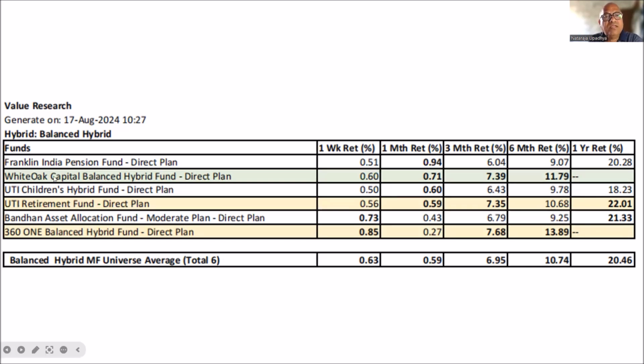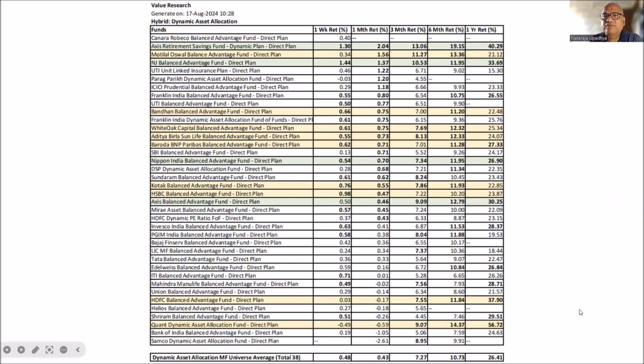So the only one with green status is White Oak Capital Balanced Hybrid Fund, which is a reasonably new fund because 1 year data is not available. And the other two are in orange: UTI Retirement Fund with 22.01%, and 361 Balanced Hybrid Fund, again a new one, with 13.89% on a 6 months basis. So this is balanced hybrid funds.